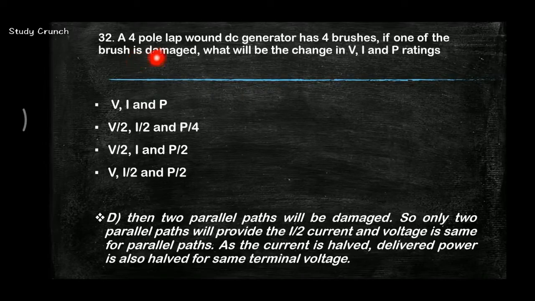Next, a 4-pole lap wound DC generator has 4 brushes. If one of the brushes is damaged, what will be the change in V, I and P ratings? So the answer will be: V will remain V, I will become half and P will also become half. Because then two parallel paths will be damaged. So only two parallel paths will provide I by 2 current, and voltage is the same for the parallel paths. The current is halved and the delivered power will also be halved.